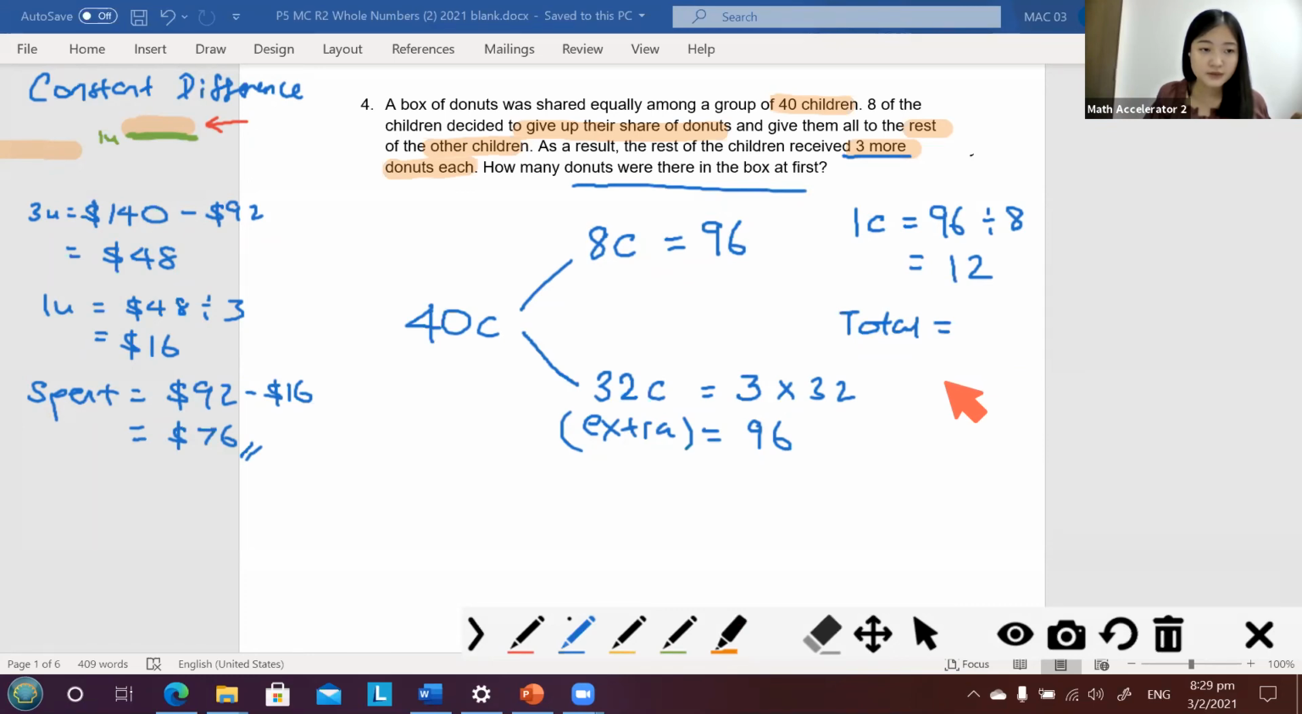Yep, I see your answers. The box of donuts is shared equally among 40 children. So if you know each child will have 12, we can multiply by 40 to get the total number of donuts at first. So yes, correct, 480 donuts.